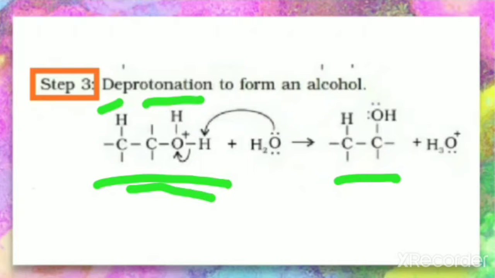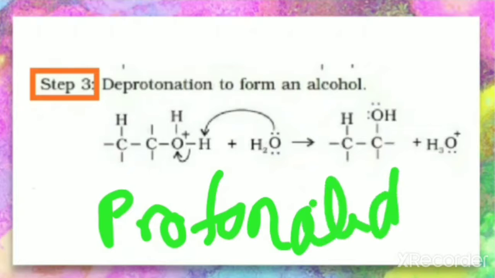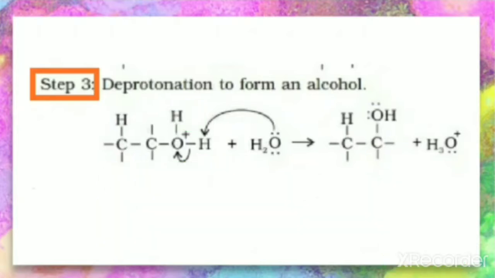This intermediate which is formed here is called protonated alcohol. When you compare the structure here, it is an alcohol with one extra H positive, therefore it is called protonated alcohol. When that extra proton gets removed, that is deprotonation, it results in the formation of alcohol, and H3O plus will be removed. So this is the step, that is deprotonation to form alcohol.